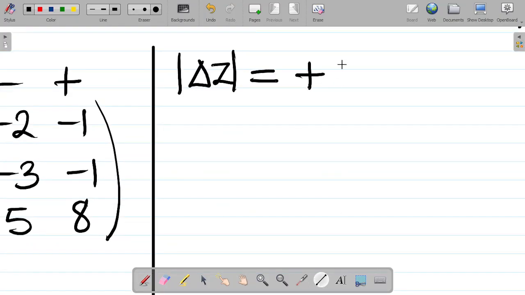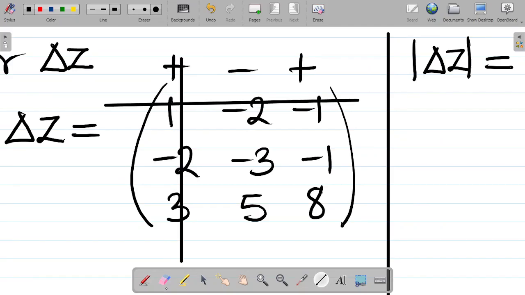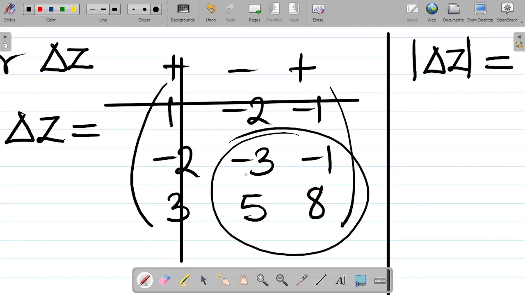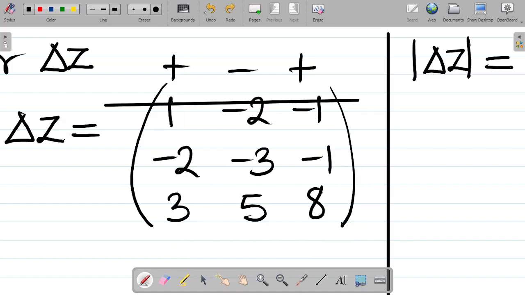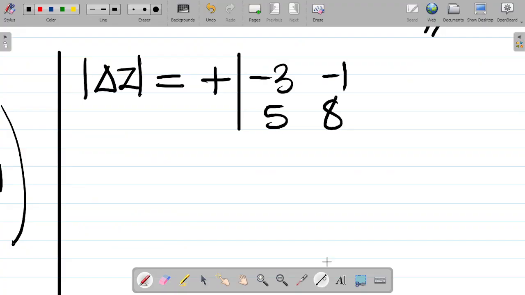For this, cover the row and column. So I cover the row of this, and I cover the column of this. What I have here becomes minus 3, minus 1, 5, 8. All right, so I'll write that out: minus 3, minus 1, 5, 8. So I have this.